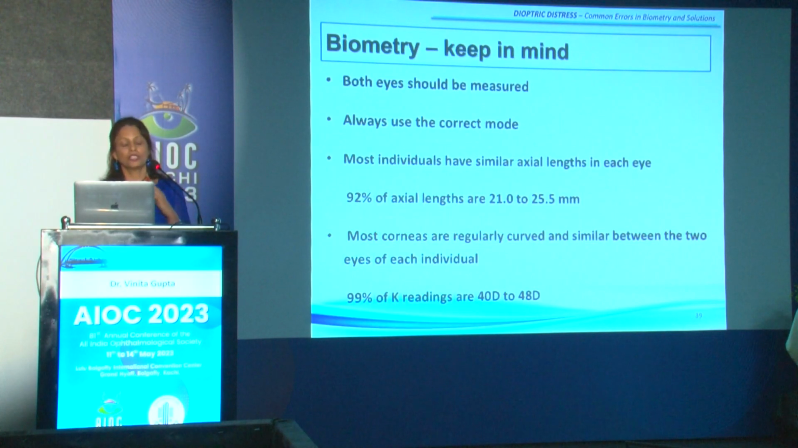In the end, I would just say, please, whenever you're doing biometry, do it for both eyes. Always use the correct mode. Remember, most individuals have similar axial lengths in each eye, so if you have variations, recheck your readings. Similarly, most corneas are regularly curved, so if you have variations beyond this range, please recheck.